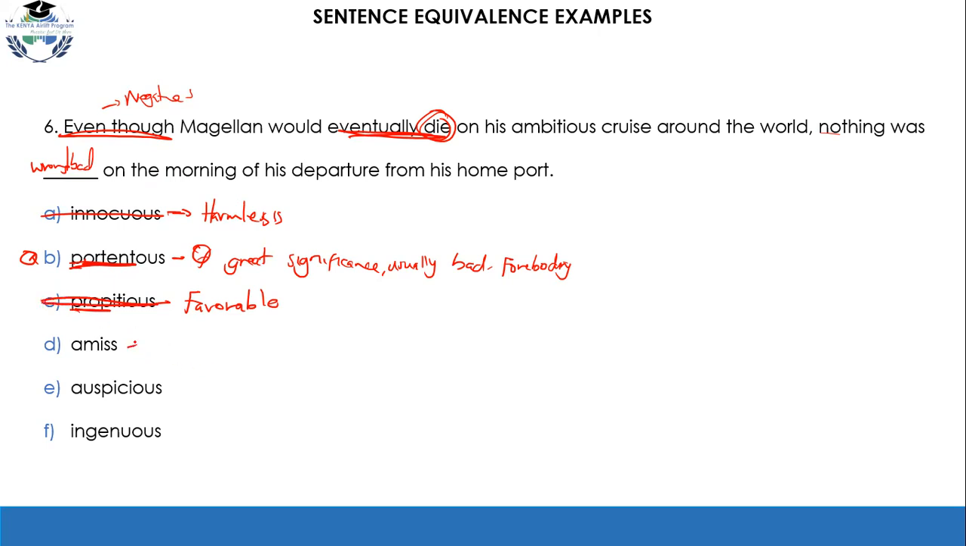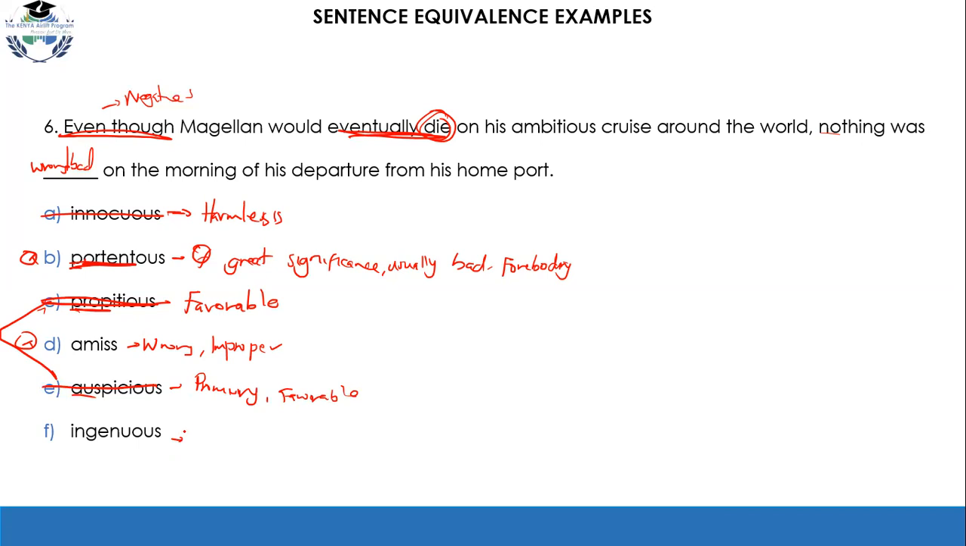Nothing was amiss, right? Amiss means wrong or improper, right? So again, nothing was wrong, nothing was amiss. So here it could work for us. Auspicious is usually positive. Auspice means positive, so promising, again, favorable. Auspicious and propitious are synonyms. These two mean the same thing. So again, this one will not really work for us.